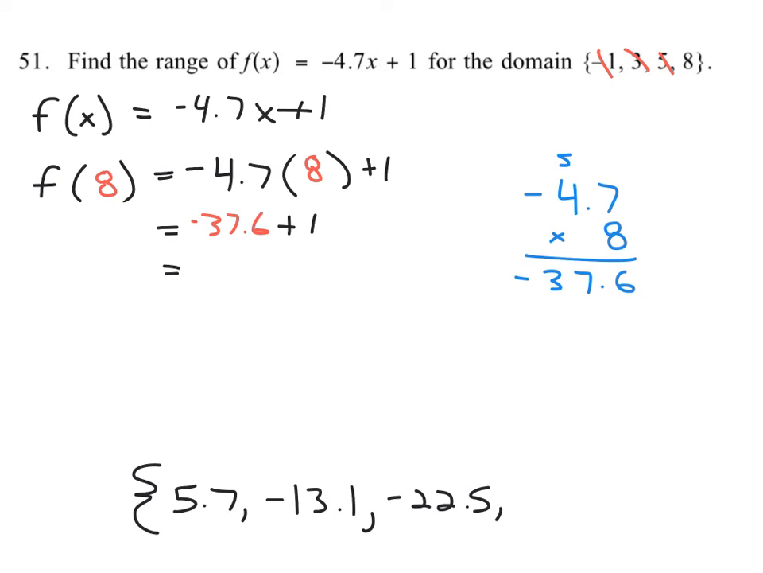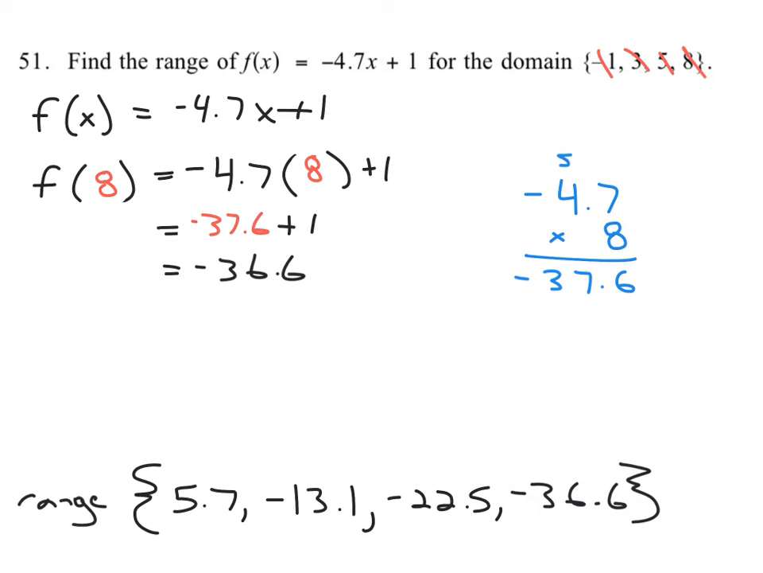And add 1 to it, we get negative 36.6. Negative 36.6. Okay? And that is the range, all the numbers that come out for the given numbers they told us to put in. Okay? I'll cross that off.